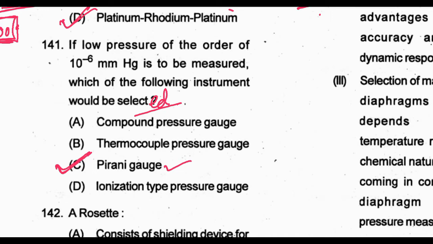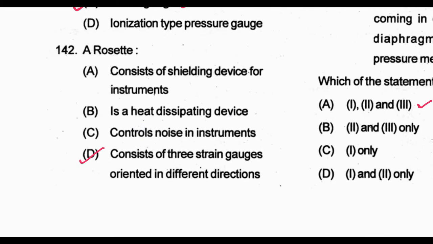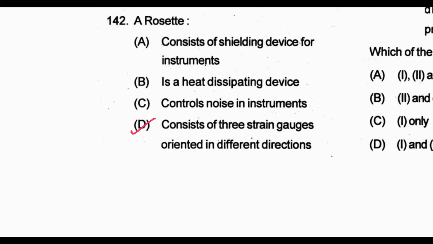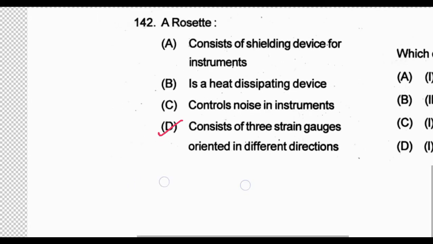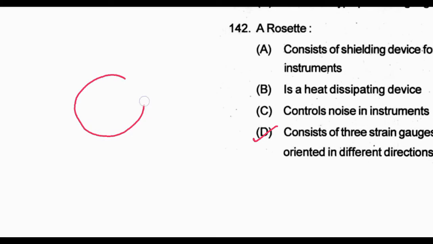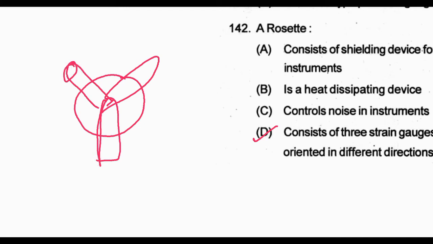And I am happy to say that I have also used a Pirani gauge to measure vacuum pressure in my lab. So the next question is: a rosette consists of a shielding device for instruments, a heat dissipating device, a device that controls noise in instruments, or 3 strain gauges oriented in different directions. So a rosette is a strain gauge arrangement, and this measures strain from 3 different directions.